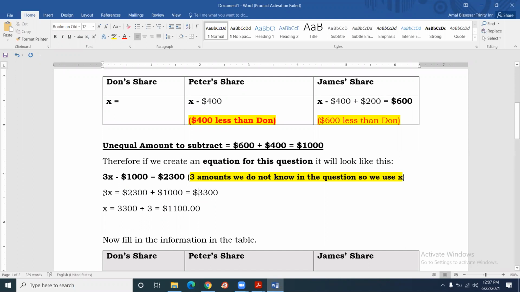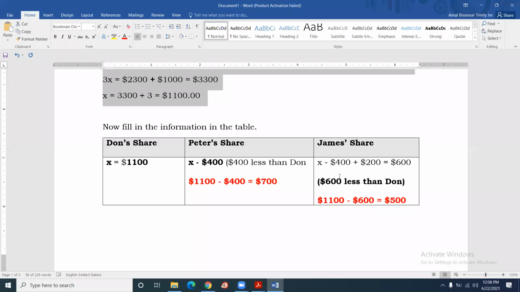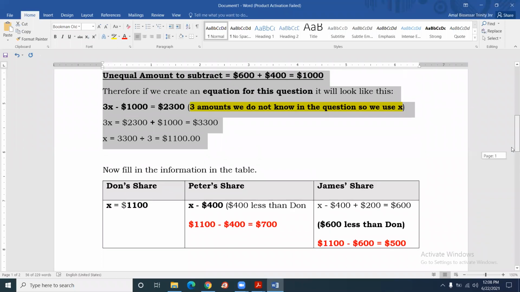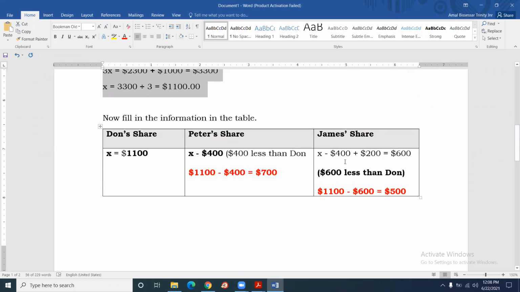And then I'm going to say if the 3 X's, the 3 shares, is equal to 3,300, then 1 share will be divided, and that's how I get 1,100. So I need you to make sure and take a look at this piece here and tell me if you understand that piece of information clearly. We have to work on this little piece in the center here. That's a bit tricky.